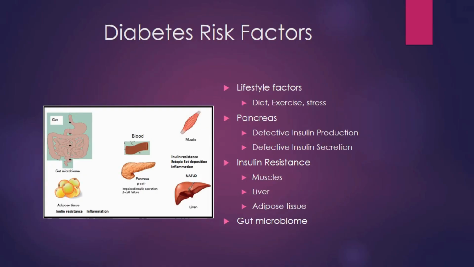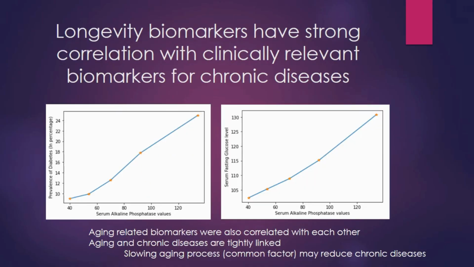Diabetes risk factors. This slide highlights multiple risk factors for diabetes such as defective insulin production, impaired insulin secretion, and insulin resistance in multiple tissues. Longevity biomarkers have strong correlation with the clinically relevant biomarkers for chronic diseases. This slide argues managing the longevity biomarkers may reduce chronic disease, showing data on how markers like serum alkaline phosphatase correlate with the diabetes prevalence and fasting glucose levels.